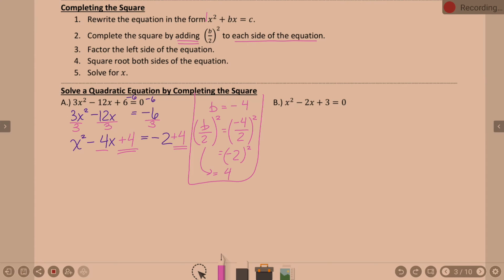That is step 2. Okay, we added it to both sides. We'll worry about cleanup in our next step. Step 3 is to factor the left side of the equation. X squared minus 4x plus 4, if you did that previous step right, will factor.